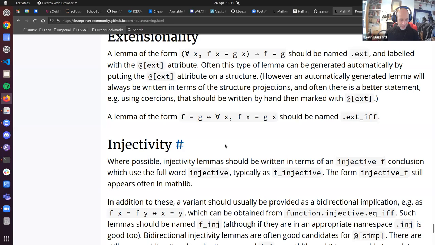I mean, one of the things we've noticed when formalizing that kind of stuff, things like big O notation, right?